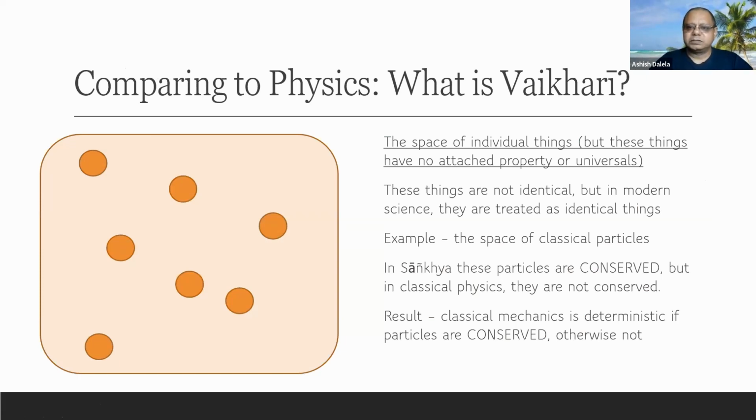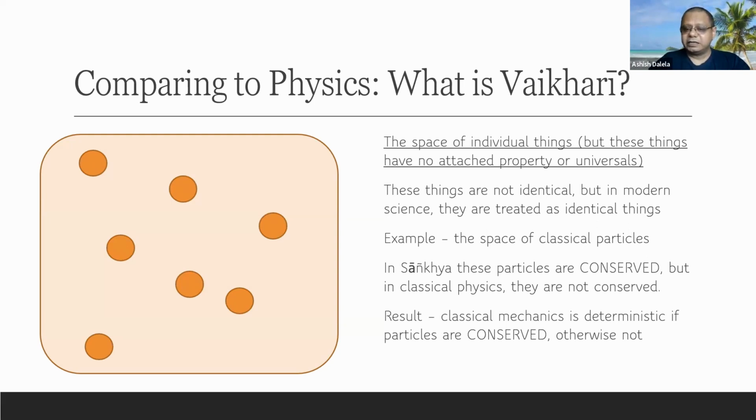So what is Vaikhari, or what is this thing that we call gross? Sthula is the word, but we can call it gross. It's a space of individual things, but these things have no properties, or what philosophy calls universals. In physics, you can think of it as a space of particles, and these particles are all identical in classical physics, but actually they are not identical. In Indian philosophy, there is a very sophisticated system of how to distinguish these particles. But at present, this is just a space of classical particles, you could say. The other important thing is that in Sankhya, these particles are conserved, right?